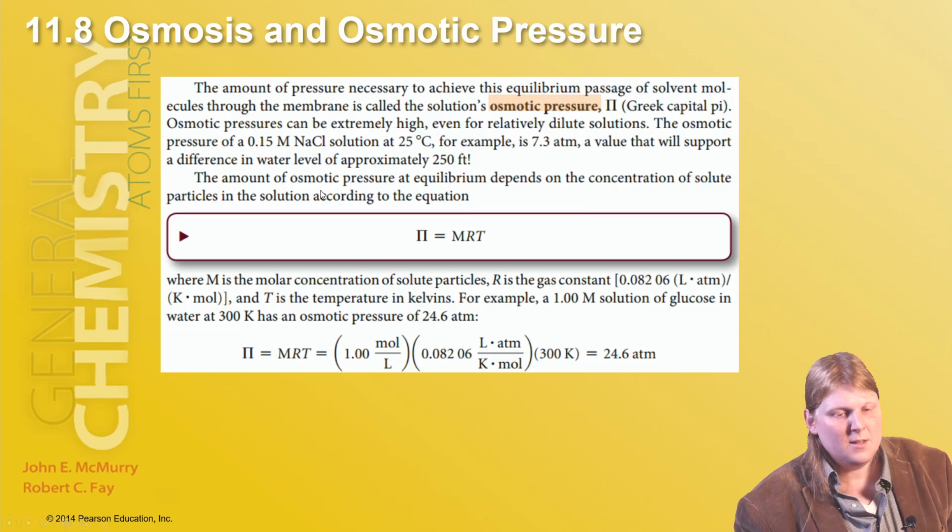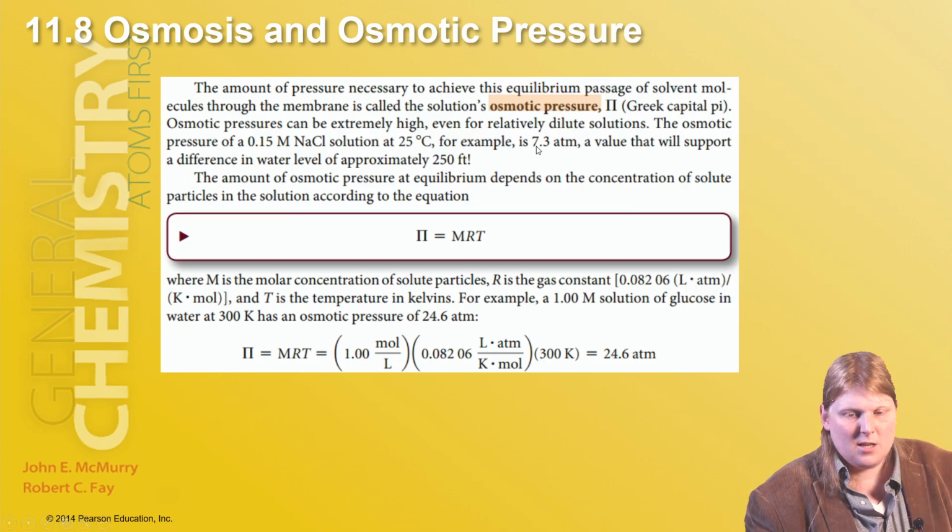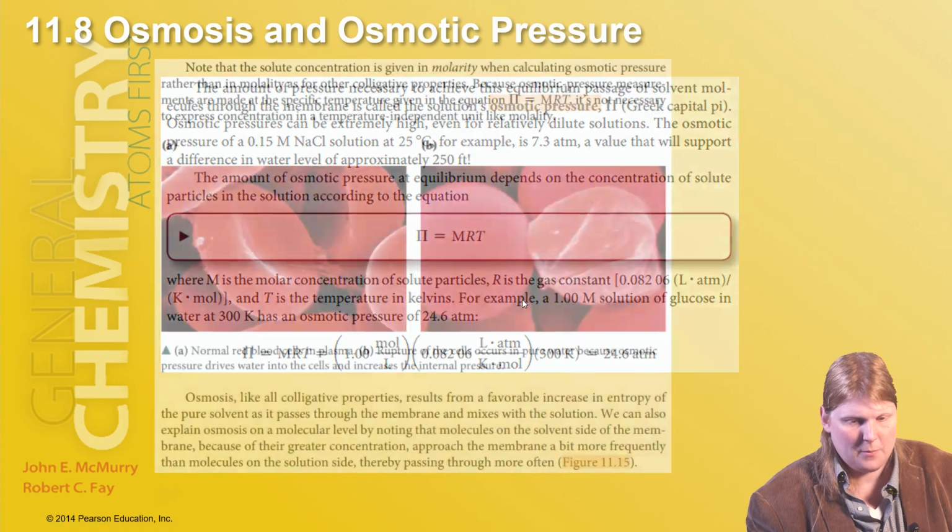Like I said, the osmotic pressure of a 0.5 molar sodium chloride solution, against distilled water, is 7.3 atmospheres, a value that will support a difference in water level of approximately 250 feet. Water will rush in there to dilute these solutions. Osmotic pressure can be very high, and this is what that pressure is. It's the force required to prevent that equilibration from happening.